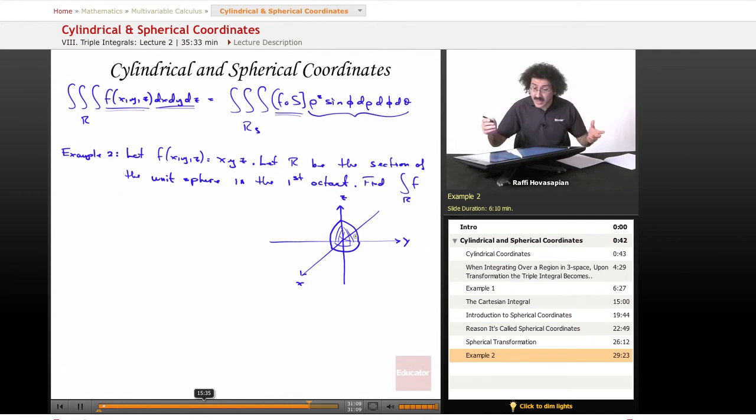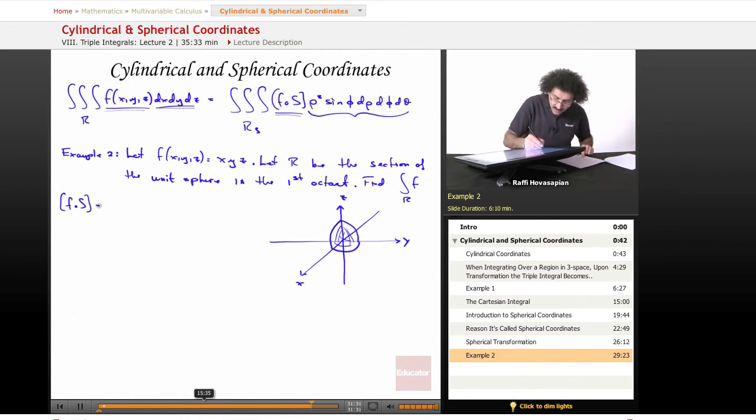Well, let's go ahead and convert this. Since we're dealing with a sphere, it is ideal for spherical coordinates, because the equation of a sphere is just rho, just some radius. So let's go ahead and find f of s first, so we can put it into our integral formula here.